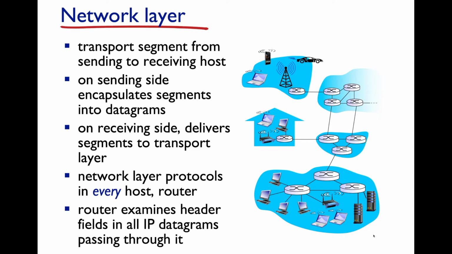And so what does the router do? It examines header fields in the network layer header of all of the datagrams that pass through it and takes action based on what information those fields contain. And so when we talk about the unit of data at the network layer, we ascribe a new name to it, and that name is called a datagram.